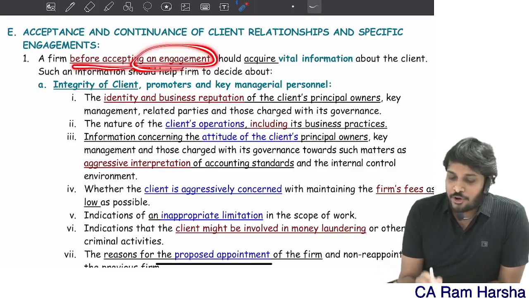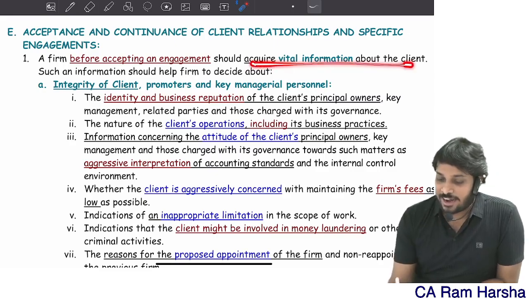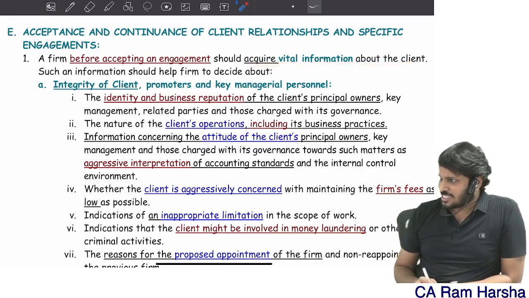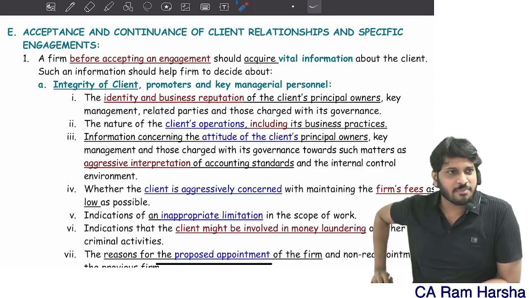So a firm before accepting an engagement should acquire vital information, correct? Now tell me, is this not the information we generally obtain while we are marrying others?